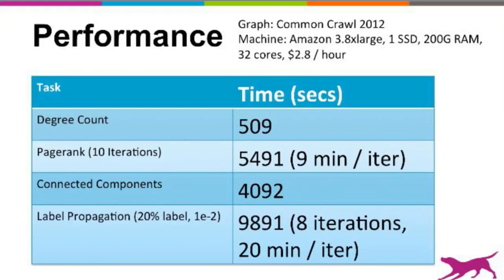So a lot of graph analytics algorithms can be done with vertex data in memory. And this is our benchmark result on this graph using a single Amazon instance with one SSD, 200 gigs of RAM, 32 cores, costing less than $3 an hour. So the degree count takes 500 seconds, PageRank is 9 minutes per iteration, and we've also tried connected components and label propagation as well.